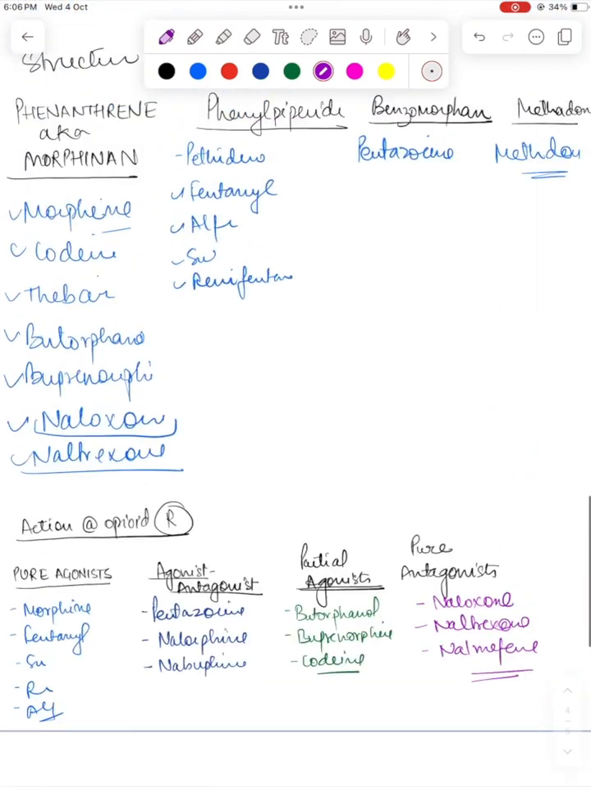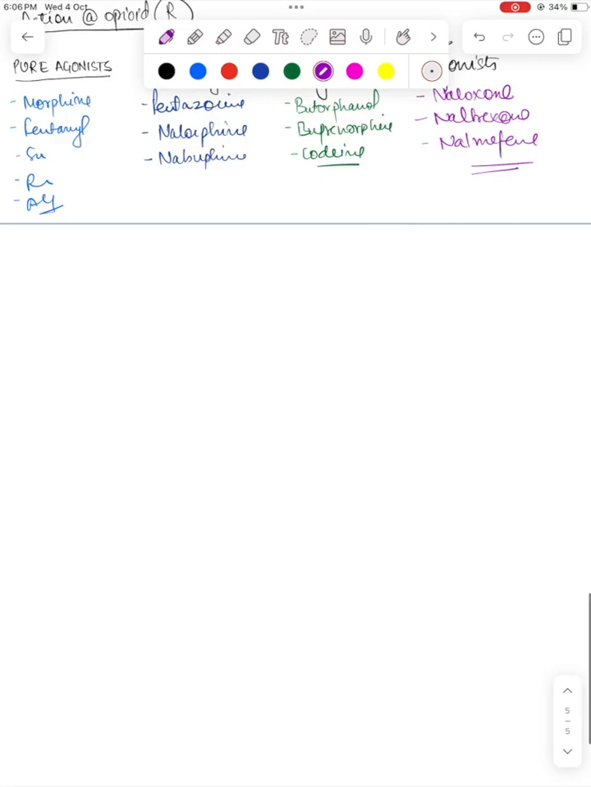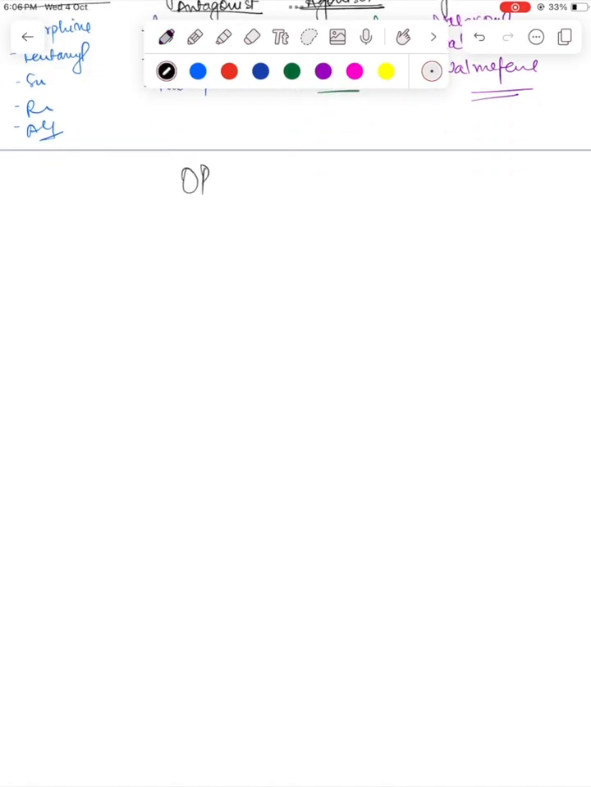So this is how you can actually classify opioids. A very important aspect of understanding how opioids work is to understand the receptors that they interact with. So now we are going to talk about opioid receptors. Broadly speaking, just try to keep it very simple.